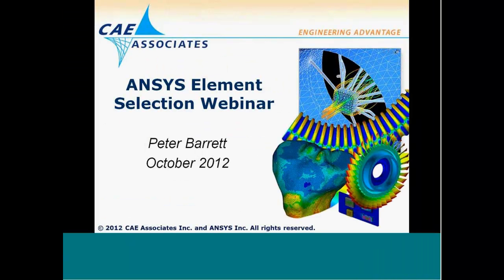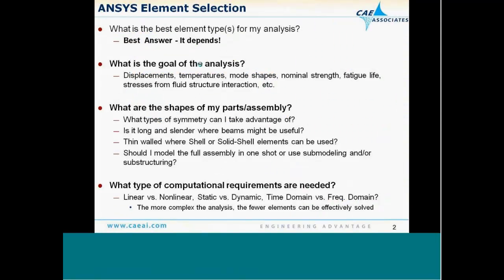The topic for today is ANSYS element selection, and what I want to cover is some information in terms of the details of going through the process of deciding which type of elements you're going to use for your particular simulation. And the answer to which elements should I use is, it really depends. What is the goal of your analysis? Are you looking for displacements, temperatures? Are you looking for detailed stress results? And these will enter into the decision process of what element is most relevant for your particular application.